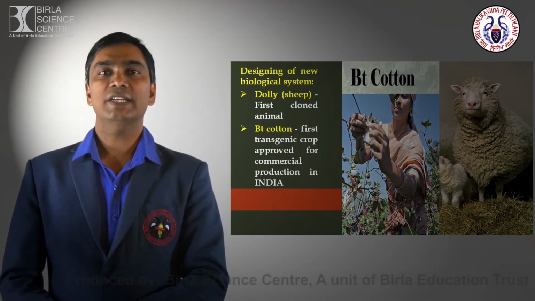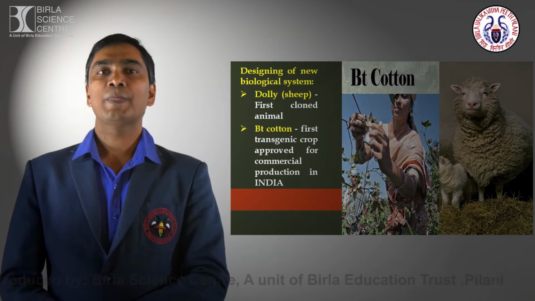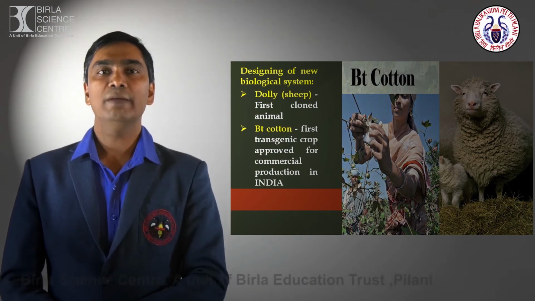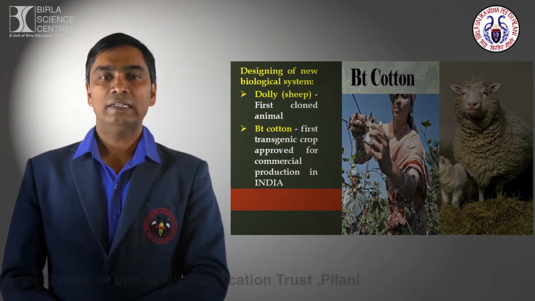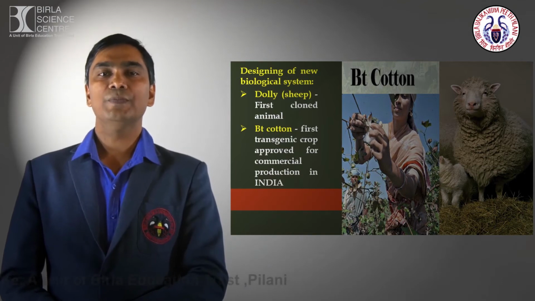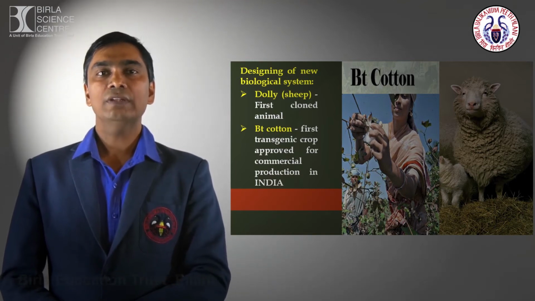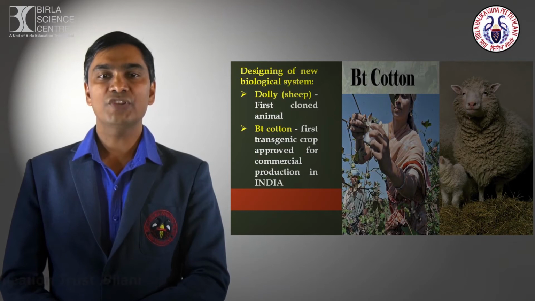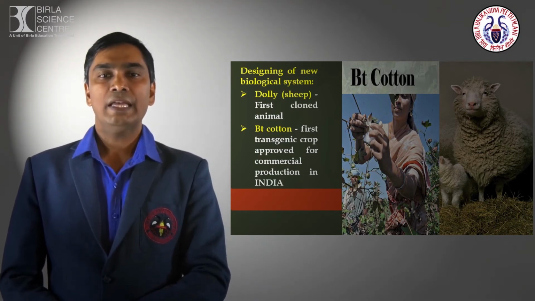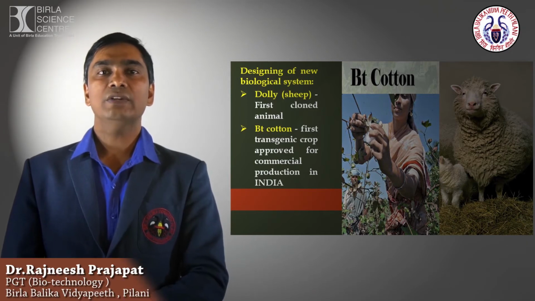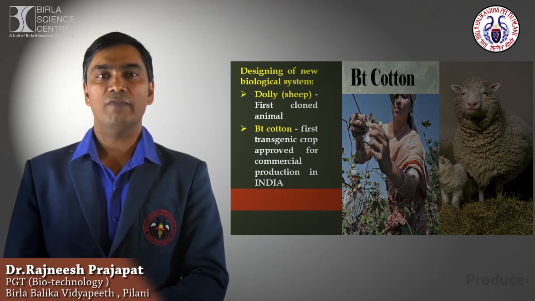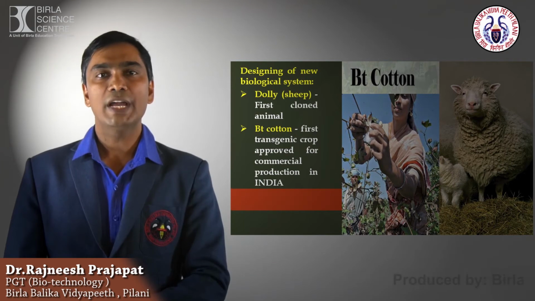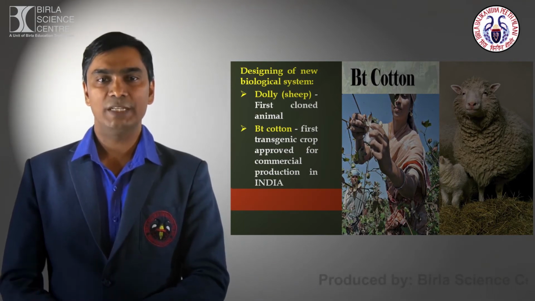A typical example of this category is Dolly the sheep, the first cloned animal on this earth. The second example is Bt cotton, the first transgenic crop approved for commercial production in India. In this particular crop, we have inserted one gene, Bt Cry1Ac, through the Agrobacterium-mediated gene transfer method.